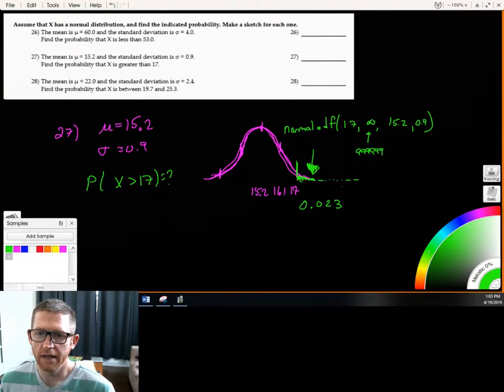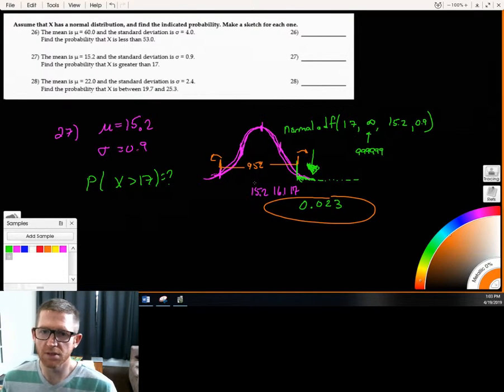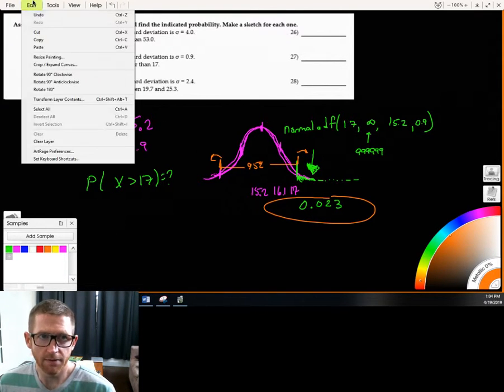We should have known that already because roughly 95% of all the data lies within 2 standard deviations. So outside of it, the total is 5%, so about 2.5% on each side. So it's close. So 0.023 would be the answer for 27, going above a value.